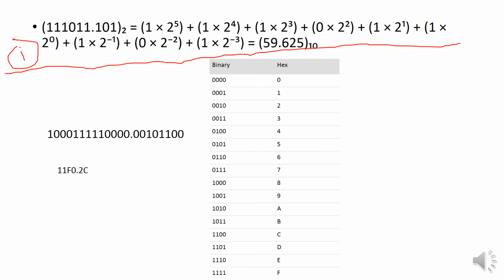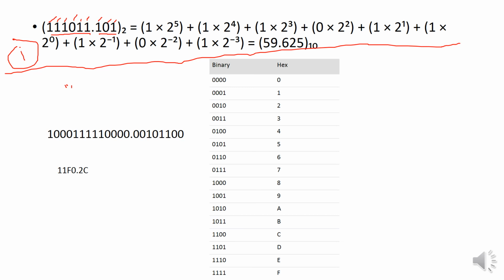So here we have multiplied by 2 to the power 0, 2 to the power 1, 2 to the power 2, 2 to the power 3, 2 to the power 4, 2 to the power 5, and here multiplied by 2 to the power minus 1, 2 to the power minus 2, 2 to the power minus 3, and get the answer. This is the second part.